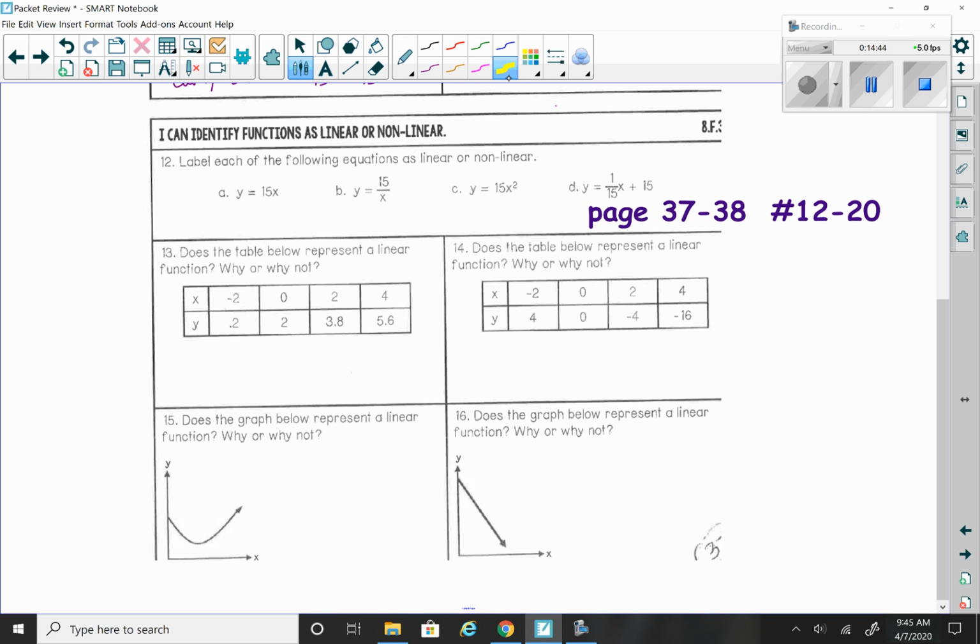You can see that the first part of this assignment is telling me whether the equations are linear or not linear. Equations in 12, tables in 13 and 14, graphs in 15 and 16. And then the second half of this assignment, 17 through 20, is going to be on writing equations given tables or given graphs. So everything that I just reviewed is in problems 12 through 20.